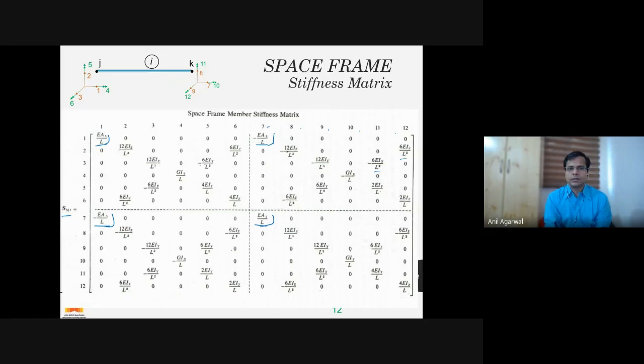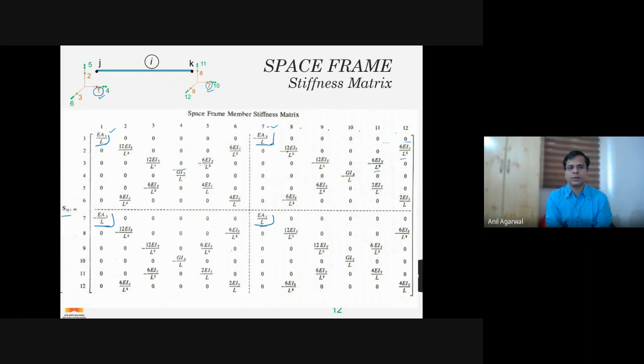These are the axial terms which are uncoupled. So if you go along this row, you will see with 1 there is only one coupling, that is with 7. So 1 corresponds to axial movement in J, 7 corresponds to axial movement in K. So 1 has no other coupling, and all the other terms are 0. If you introduce a unit deformation in 1, you will get a force at 1 and a force at 7, and you will not get any other force at any other degree of freedom. That means axial behavior is completely decoupled from all other degrees of freedom.